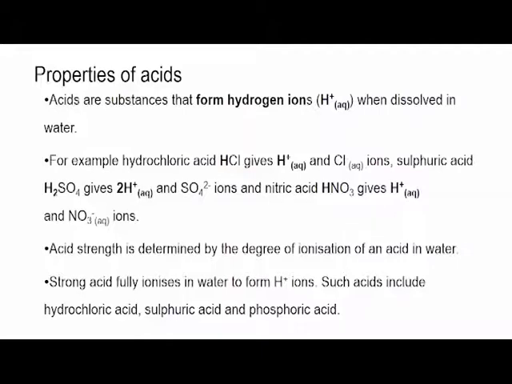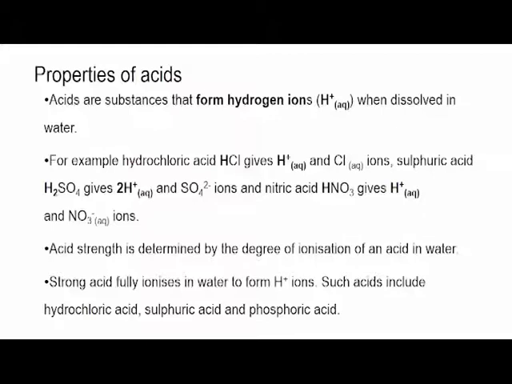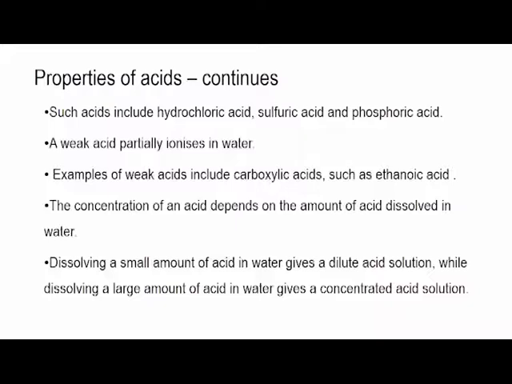Or rather, we say strong acids fully ionize in water to form hydrogen ions, which is the same as saying strong acids produce more hydrogen ions in water, and weak acids produce fewer hydrogen ions in water. Then we have examples of strong acids like hydrochloric acid, sulfuric acid, and nitric acid. Examples of weak acids are most of the acids that we use at home, like ethanoic acid, acetic acid. These are weak acids, and most of these are in food.